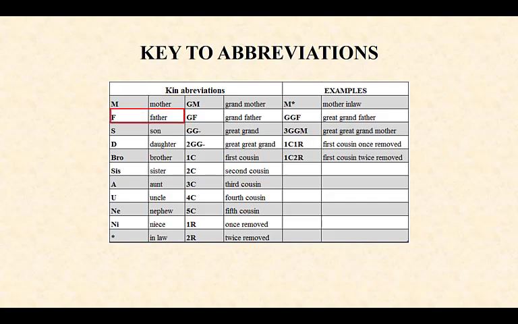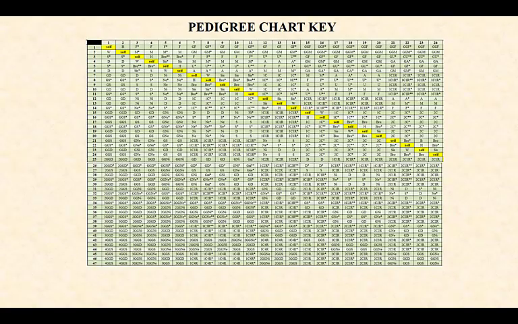We have to start with some abbreviations. They're fairly transparent. M for mother, F for father, for example, NE for nephew. We have GG for great-grand. 2C would be second cousin, 2R would be twice removed as an example, and 1C, 2R would be first cousin twice removed. Here is the pedigree chart key.